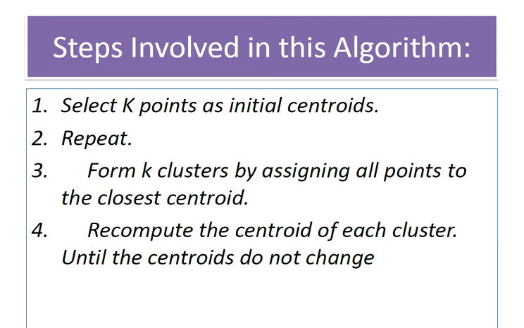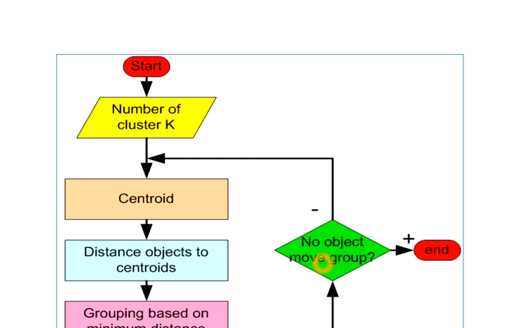Again we form K clusters by assigning all the points to the closest centroid, then the centroids change as we recompute them. So steps 3 and 4 will be repeated until the centroids do not change. At one moment you will see that the centroids are not changing further, and this is exactly the moment when you have to stop the K-means algorithm.